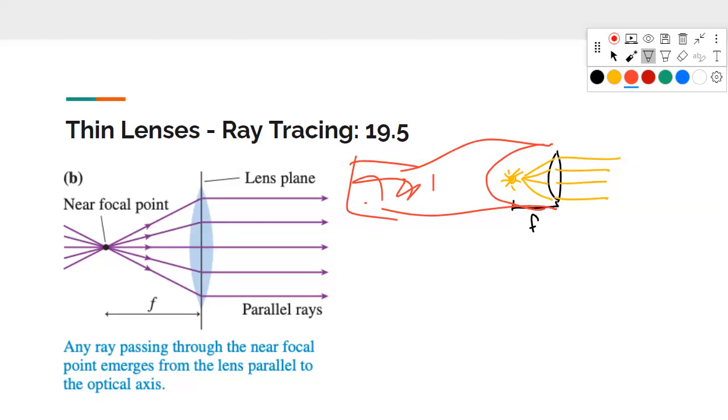So these rays aren't as important in a lot of ray tracing diagrams because generally, unless you set up your system in a special way, you won't really have light rays originating at the focal point on the left, which we call the near focal point. But nonetheless, it sometimes is useful to consider that light originating at the near focal point will come out parallel on the other side.